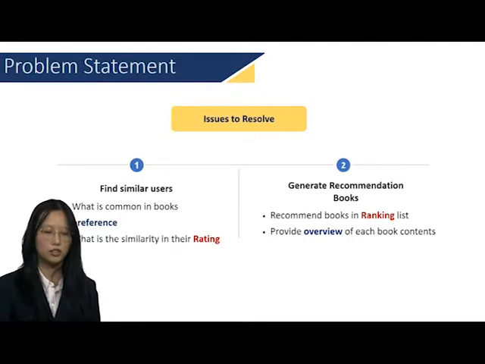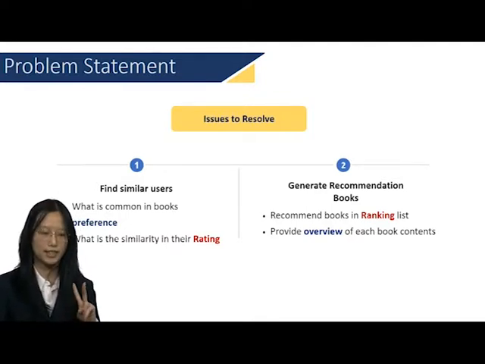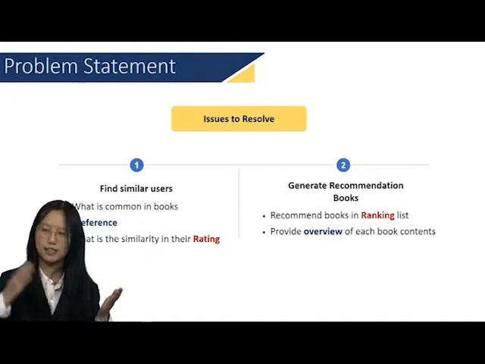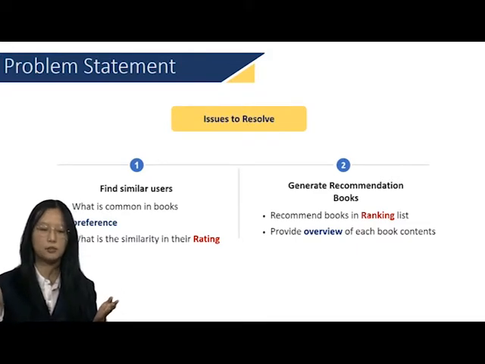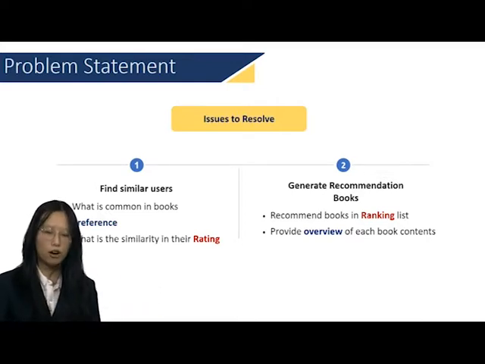We have two problems to resolve in our project. The first is to find similar users: how we identify them, what is common in their book preferences, and how they are common in their reading behaviors. The other is to generate a recommended book list, ranking the books and providing an overview of each book's contents.